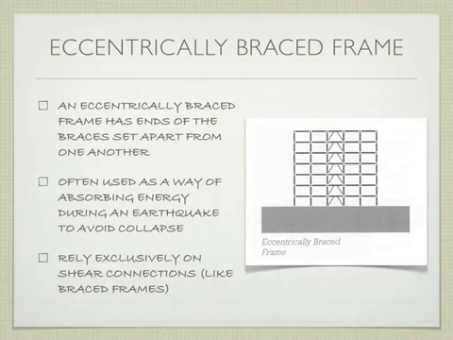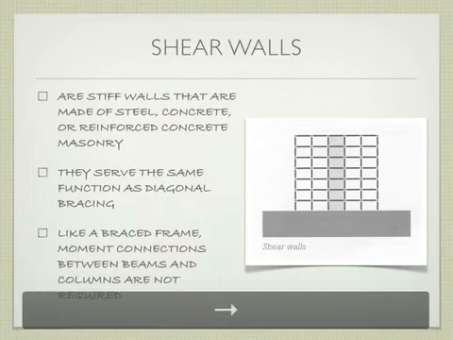So you're not going to see this on extremely large buildings, but on the smaller scale, it can work fine with lower loading. So it's used as a way of absorbing energy in an earthquake to avoid collapse. It's relying exclusively on the same type of connections like the last one was. Okay?